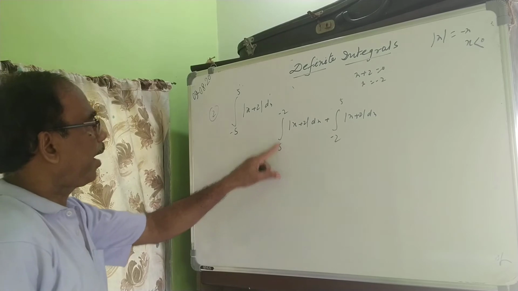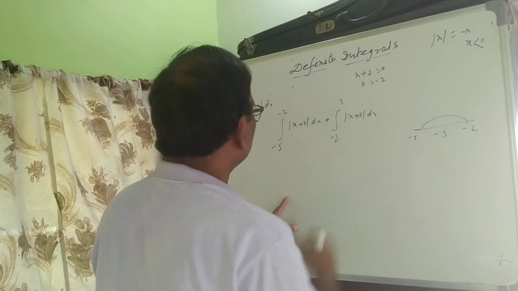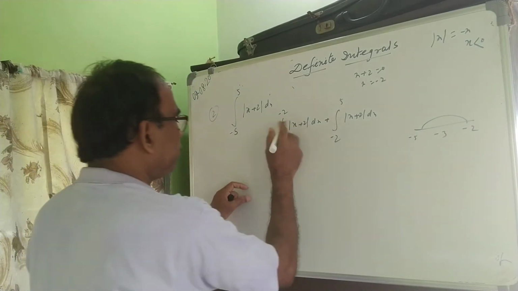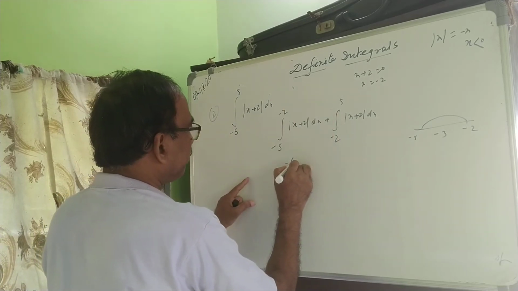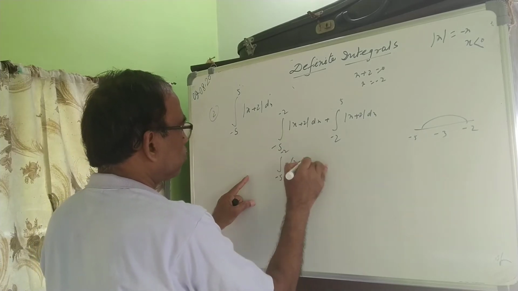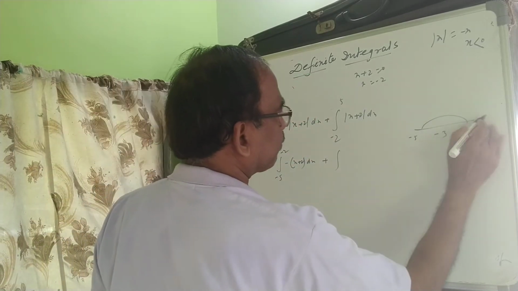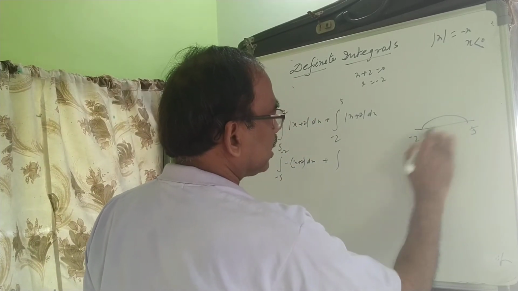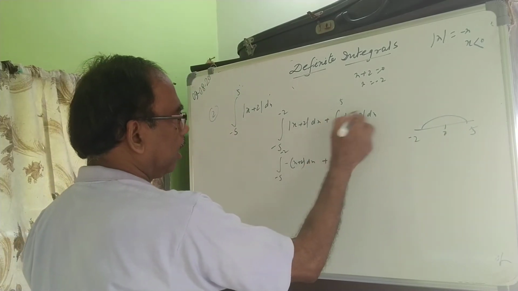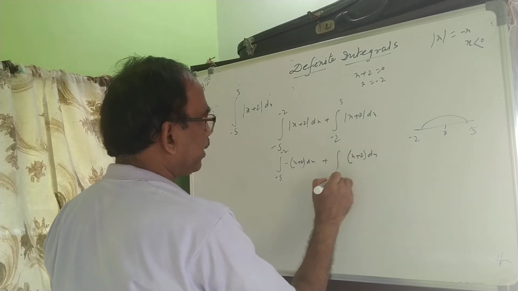Now from minus 5 to minus 2. In this interval suppose there is minus 3. So minus 3 plus 2 is negative, so we remove the modulus with a negative sign, that will be minus x plus 2, dx from minus 5 to minus 2, plus from minus 2 to 5. Here is 5, here is minus 2. In this interval suppose there is 0. So 0 plus 2 is positive, we remove the modulus, and this will be positive, that is x plus 2 dx from minus 2 to 5.